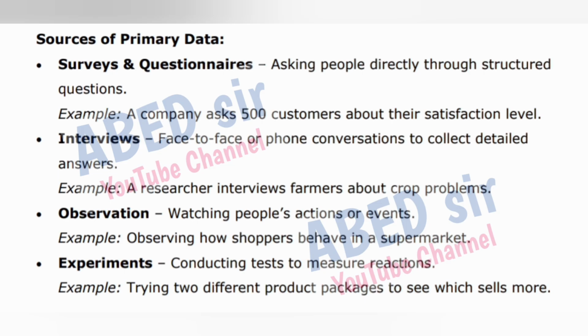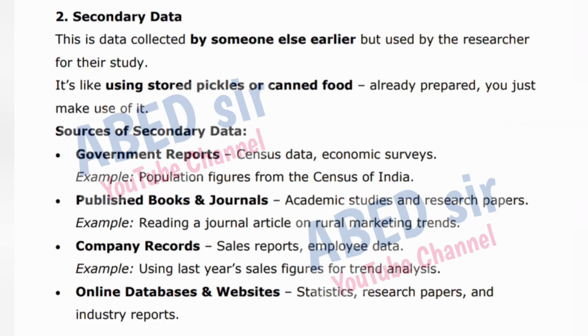Example, observing how shoppers behave in a supermarket. Experiments, conducting tests to measure reactions. Example, trying two different product packages to see which sells more. 2. Secondary data. This is data collected by someone else earlier but used by the researcher for their study.